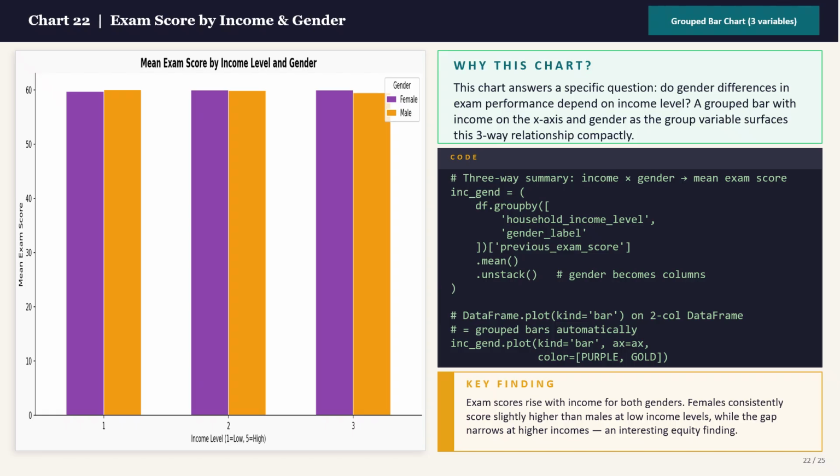And then we have a two-column data frame. And the key finding was that exam scores rise with income for both genders. Females consistently score slightly higher than males at low income levels, while the gap narrows at higher incomes, and this was an interesting equity finding.